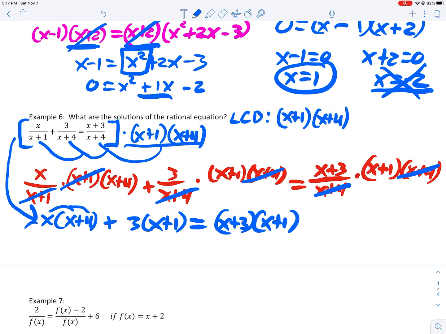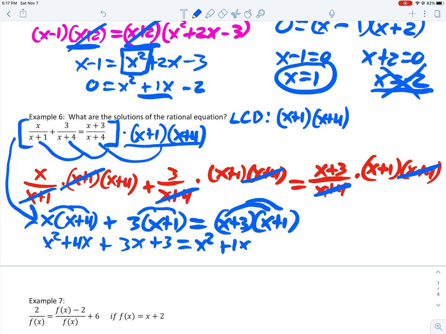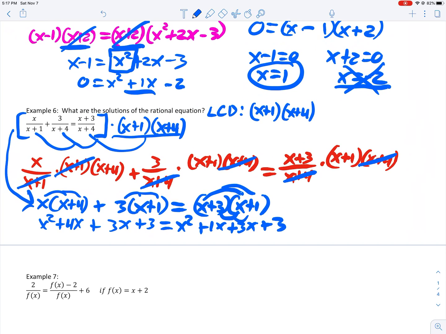So distribute. So x squared plus 4x plus 3x plus 3. I'm going to have to distribute here. So x times x squared plus 1x plus 3x plus 3. And then I'm going to start simplifying. But notice, everything is going to end up going on one side or the other. But if you add or subtract, the x squareds will reduce. The 3x will reduce. The 3 will reduce. So right now, all I have left is 4x equals x.